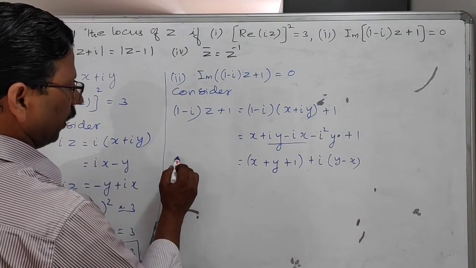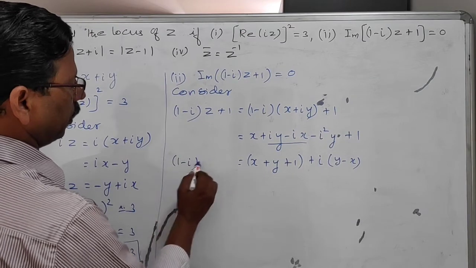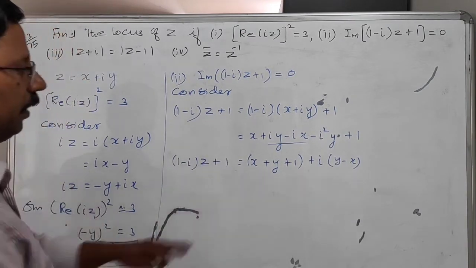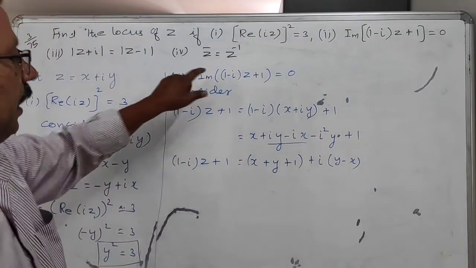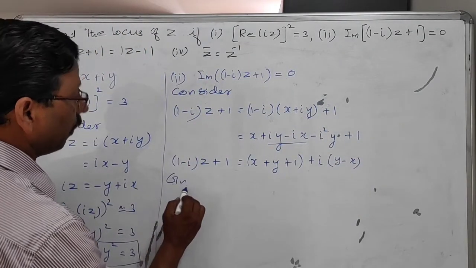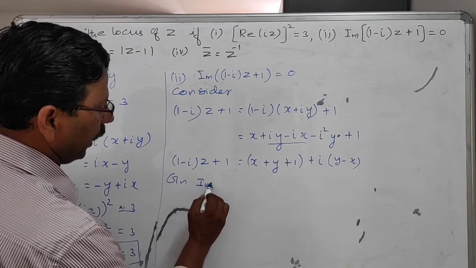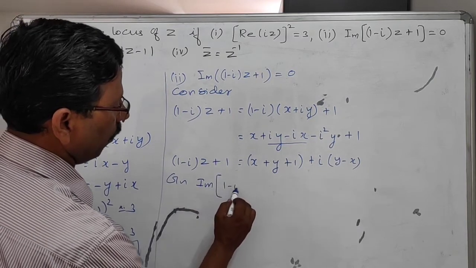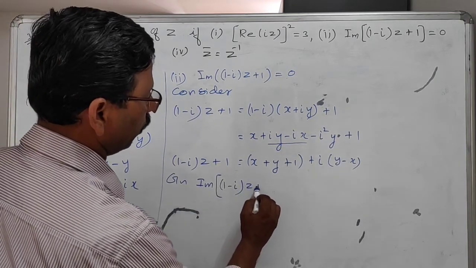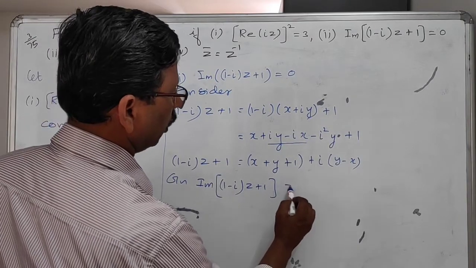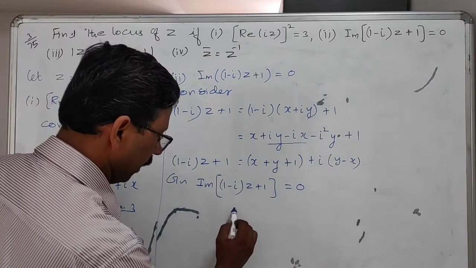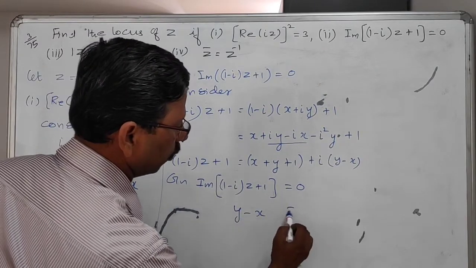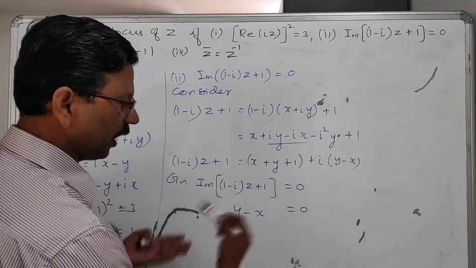Now I have written (1 minus i) into z plus 1 in the rectangular form, real part plus imaginary part. What is given? The imaginary part of (1 minus i) into z plus 1 is equal to 0. Here the imaginary part is y minus x, that is y minus x is equal to 0, which means you can say x equals y.